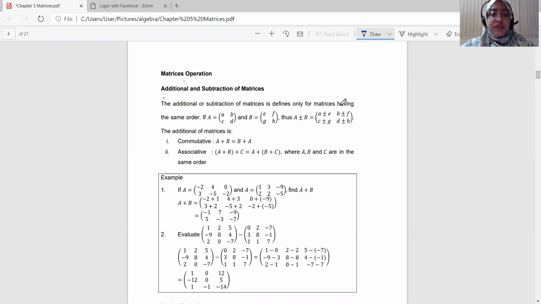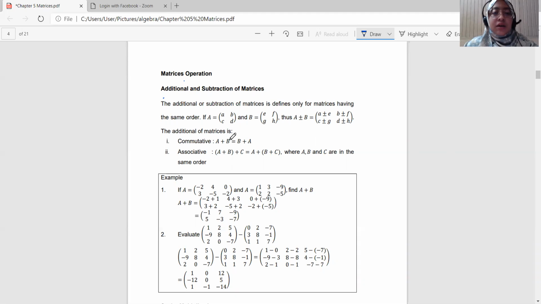In this video, I will cover matrix operations that involve arithmetic operations and inverse matrices for 3 by 3 matrices. We start with matrix operations. When you come across addition and subtraction of matrices, you have to remember that the matrices have to be the same size. The addition or subtraction of matrices is defined only for matrices having the same order.